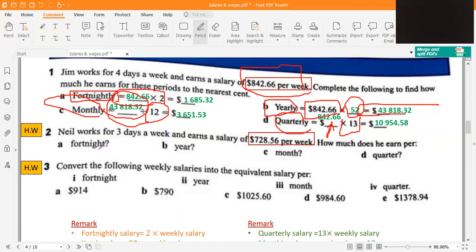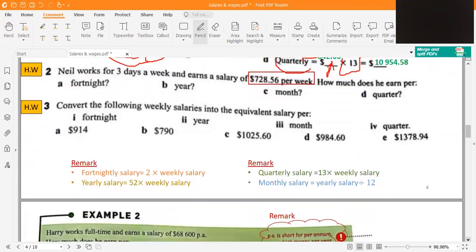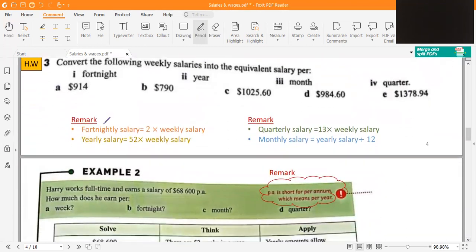Exercises 2 and 3 have the same idea but with a different weekly salary, so you can do them by yourself. We should memorize these rules: fortnightly salary equals 2 times weekly salary, yearly salary equals 52 times weekly salary, quarterly salary equals weekly salary times 13, and monthly salary equals yearly salary divided by 12.